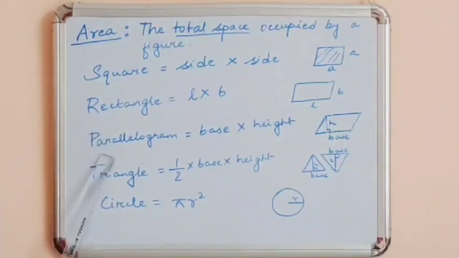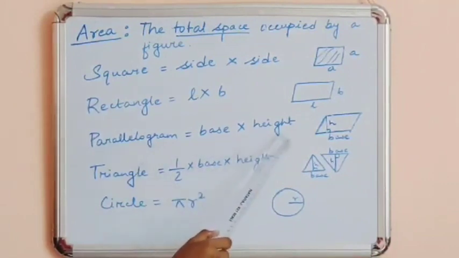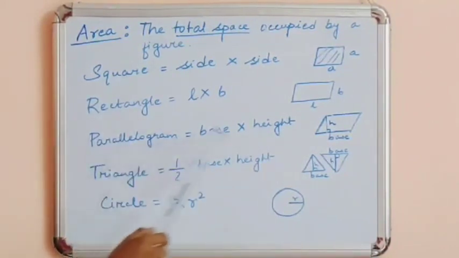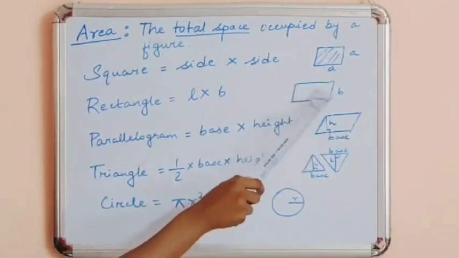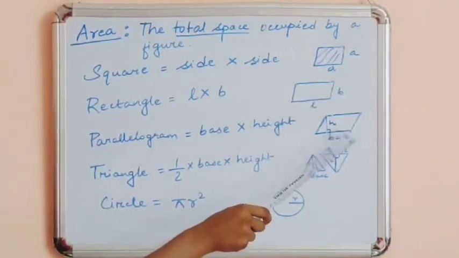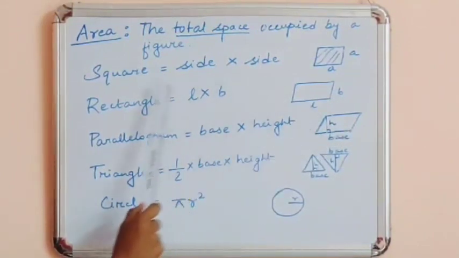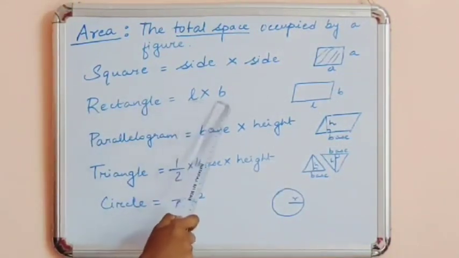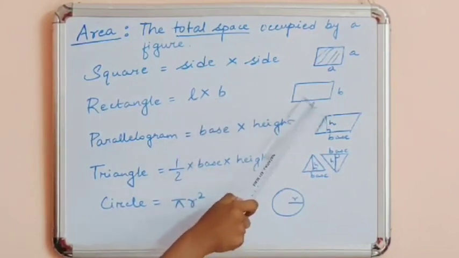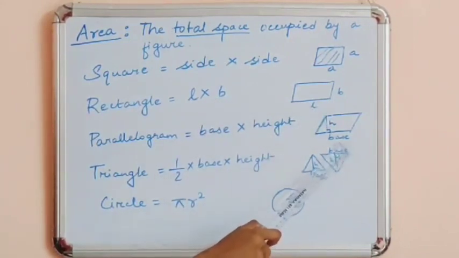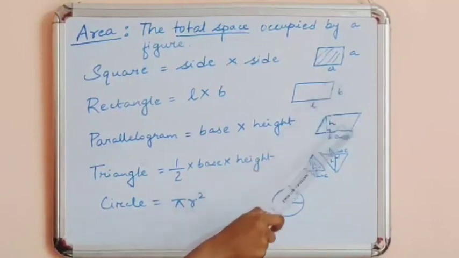Moving on to parallelogram. The formula for area of parallelogram is base into height. As I have already told you, rectangle and parallelogram share the same properties except for the angles. Here, in this case, the angle is not 90 degrees. So the formula for rectangle was length into breadth. Length here becomes base and breadth here becomes height.